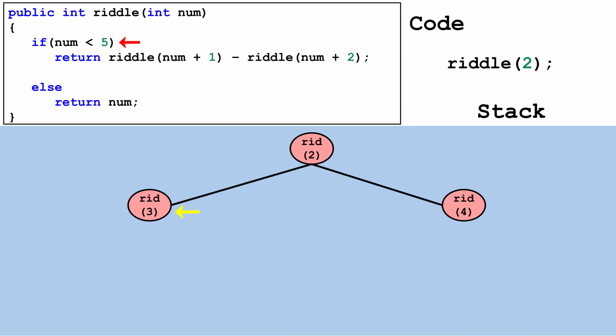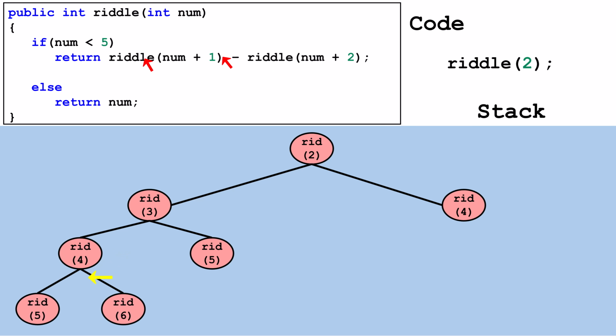In this frame, num is 3, so we make a call to riddle 4 and riddle 5. In this frame, num is 4, so we make a call to riddle 5 and riddle 6.